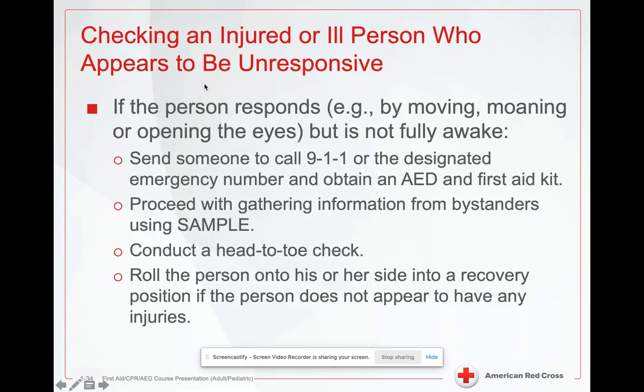So if the person responds, either by moving, moaning, or opening the eyes, but yet they're not fully awake, we want to send someone to call 911 or the designated emergency number and send someone else to obtain the AED and first aid kit. We'll proceed with gathering information from bystanders, again using that SAMPLE acronym. We'll conduct a head-to-toe check and roll the person onto his or her side into a recovery position if they do not appear to have any injuries. Again, we put them in this recovery position if they are not fully awake, but they are responding, so they don't choke on their own vomit.